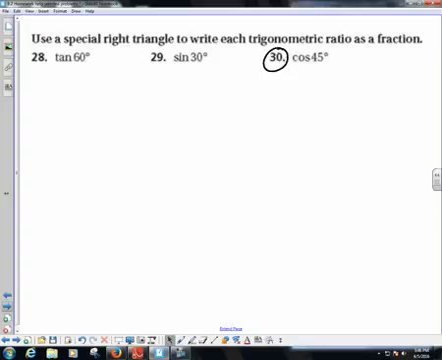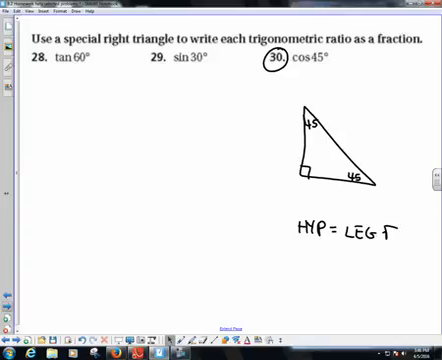For number 30, we're working with a 45, 45, 90 triangle. So this is 45 degrees, this is 45 degrees. And for my classes, I made you write down a phrase, and I reminded you of this at the beginning of class. We said that the hypotenuse is equal to the leg times the square root of 2. So if this is x, then this is x times the square root of 2.